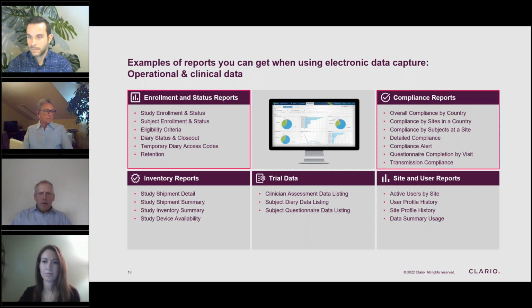Well, clearly very much greater oversight of what's happening during the study. What is the compliance like? You can use it for enrollment, and for the status of studies that go through it. You can use reports to understand the eligibility criteria, and how patients are going to be impacted potentially by tough eligibility criteria or not.